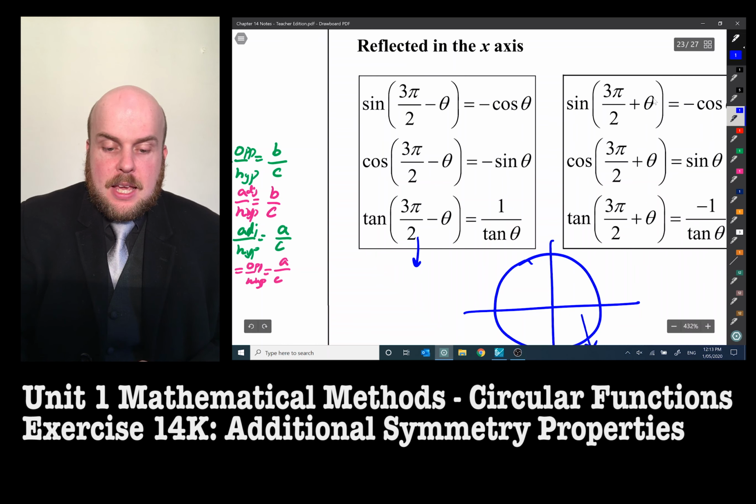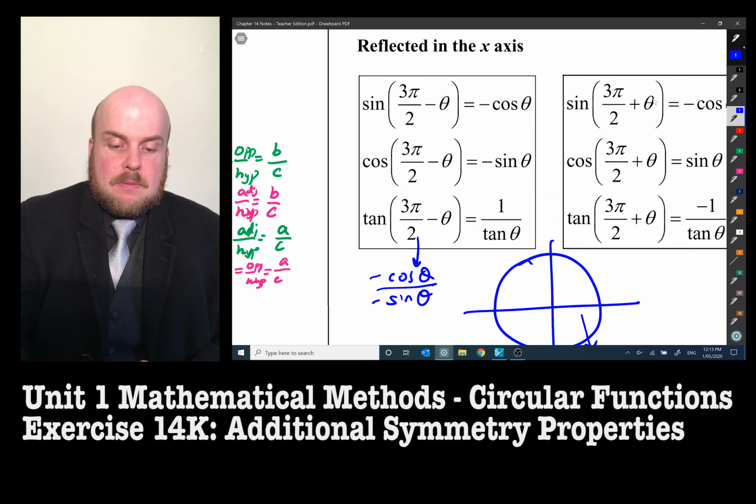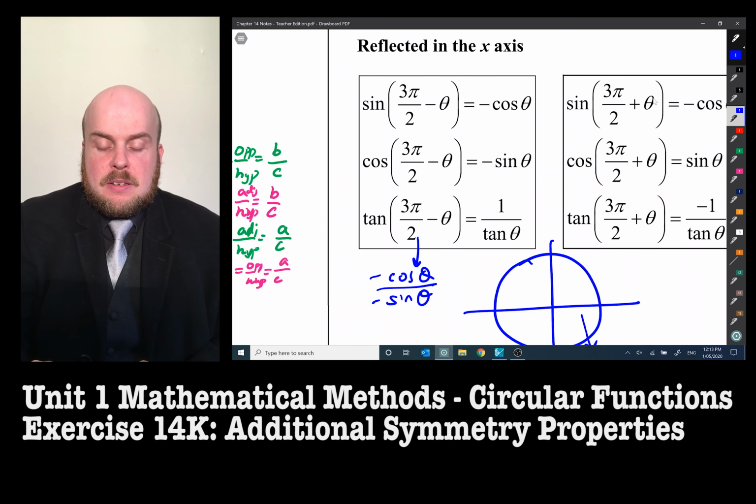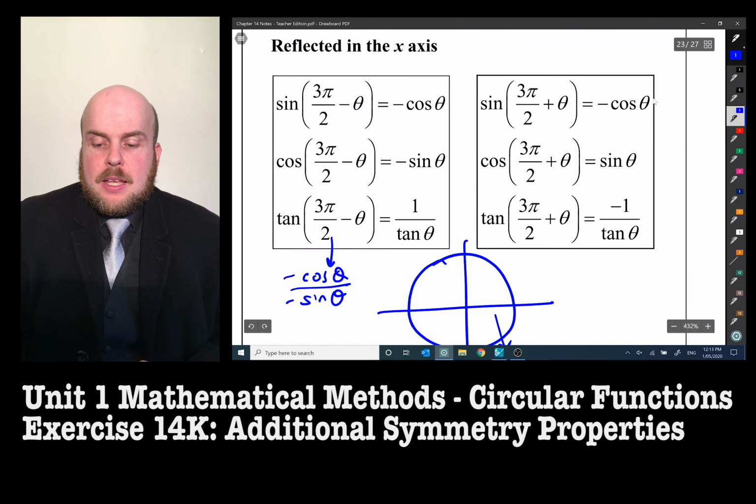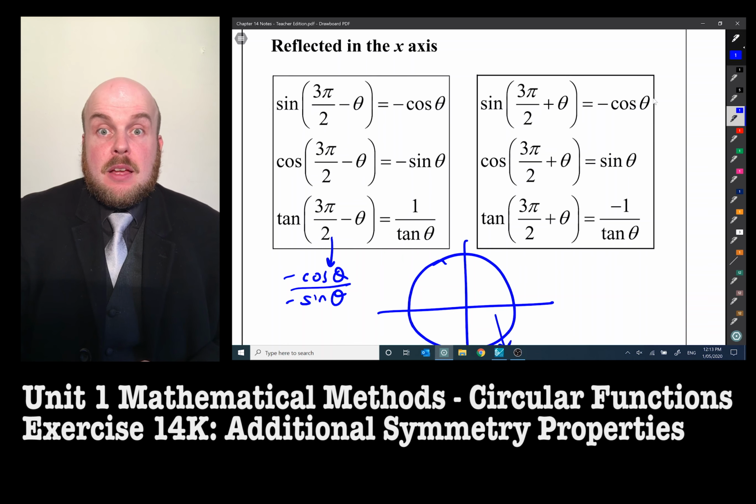So this would be equal to negative cos theta divided by negative sine theta. Why is that? Because it will be sine of 3 pi over 2 take away theta divided by cos of 3 pi over 2 take away theta. When you divide those, it's the same as dividing these answers here. And so the two minuses will cancel each other out and it'll be an upside down tangent. Similarly over here, when we're adding theta, then we're just changing those plus and minus signs around, but the tan will still be the same as it was at the top. So there are some additional symmetry properties.